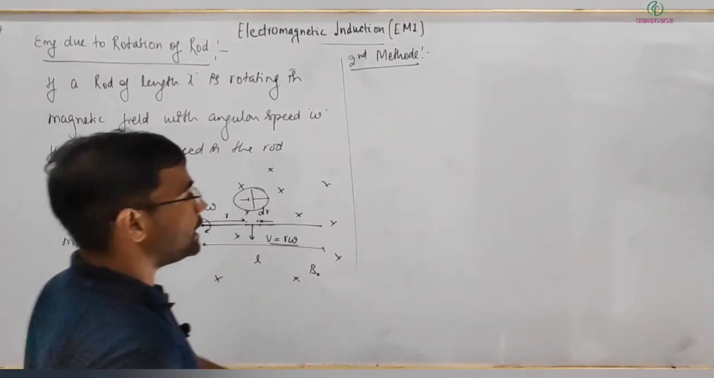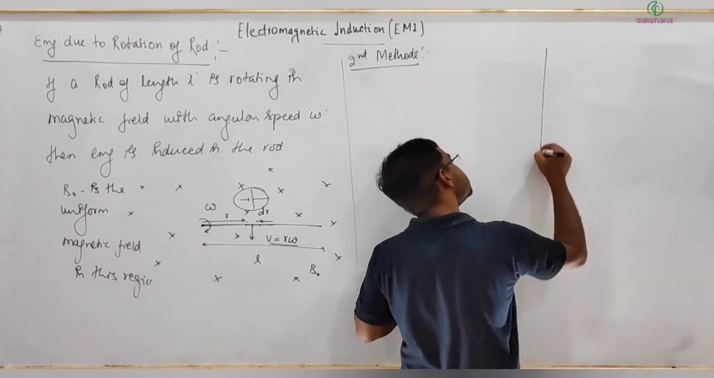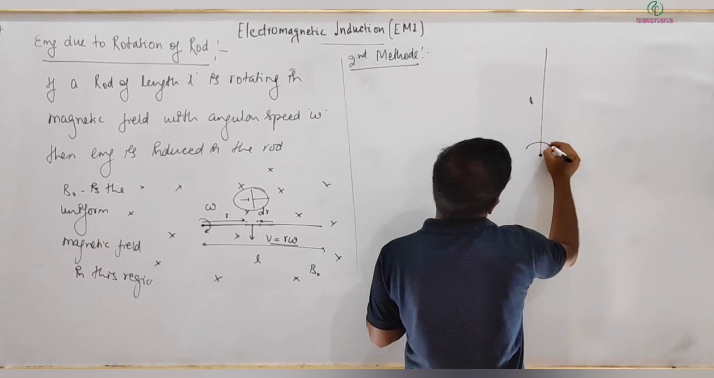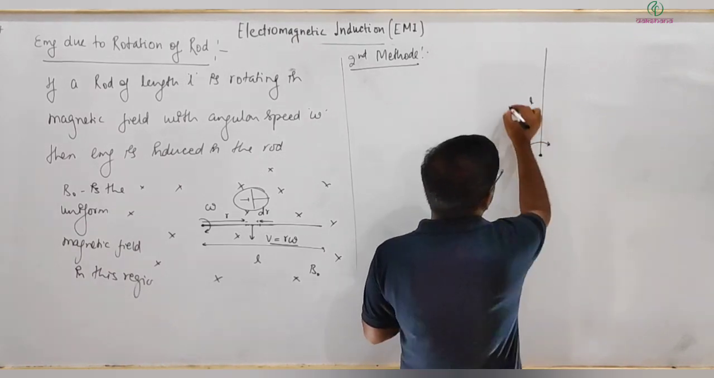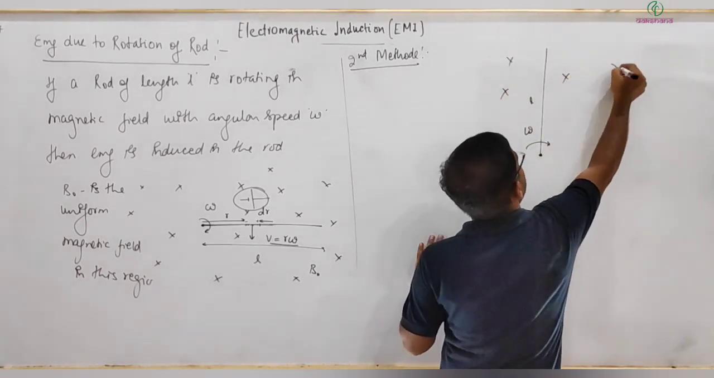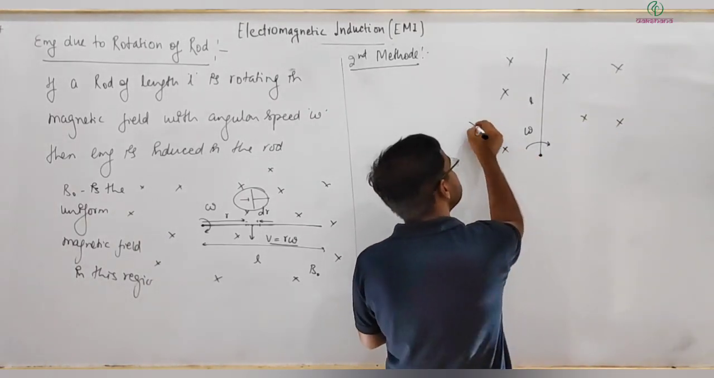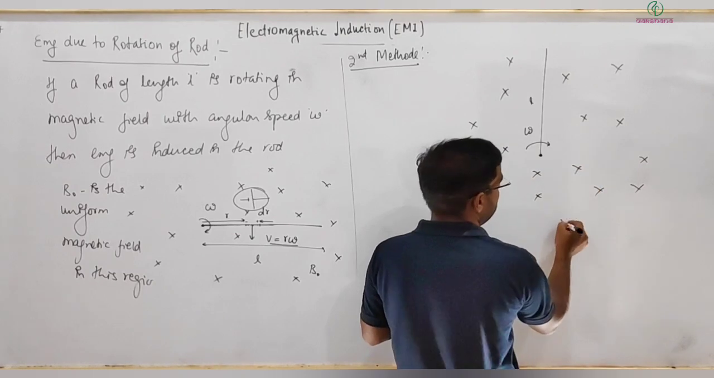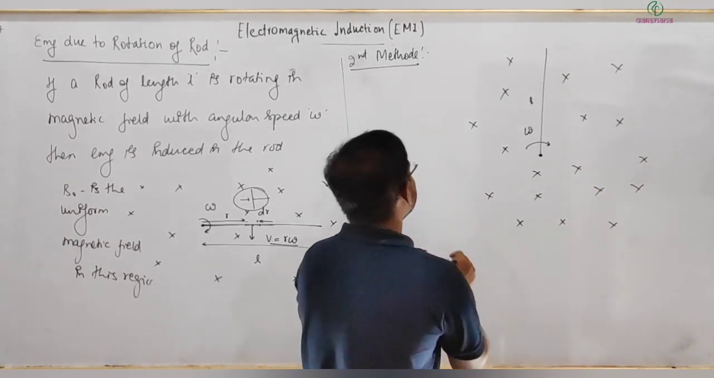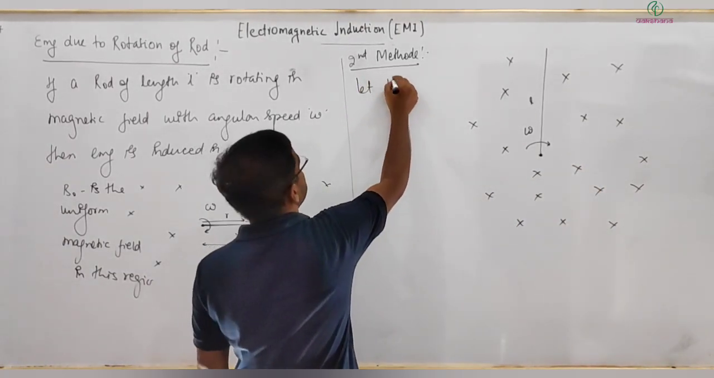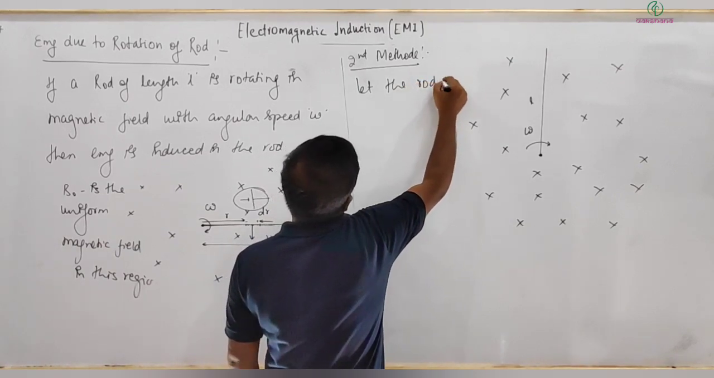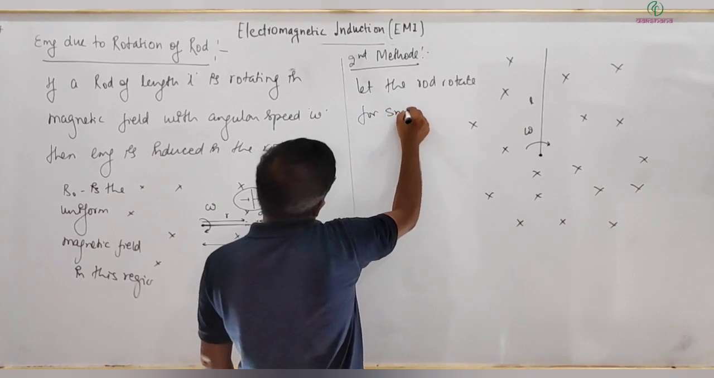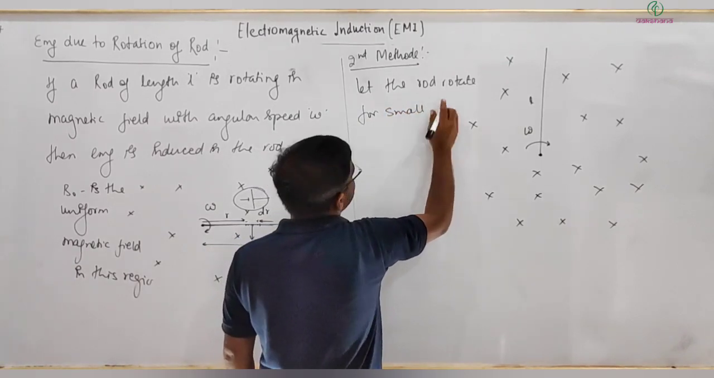So another way to understand this is, let's consider this is your rod of length L, hinged about this point, rotating with angular speed omega, and there is again a uniform magnetic field B present in complete space. So this is our system, right? Now I will say, let the rod rotate for a small time dt.